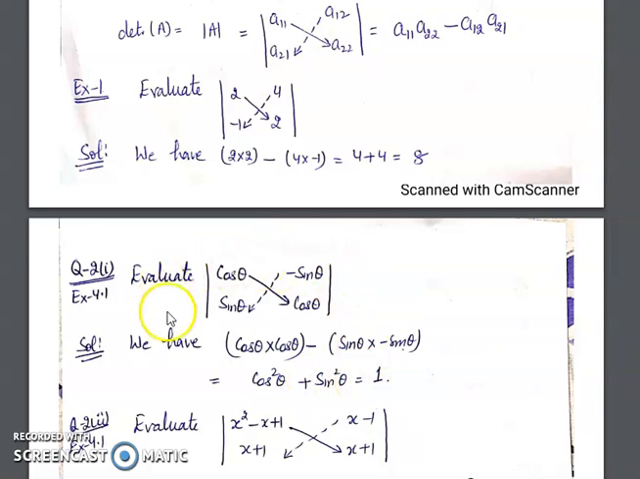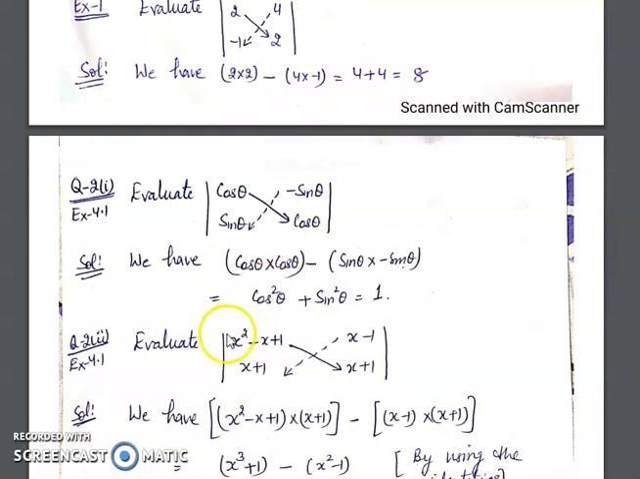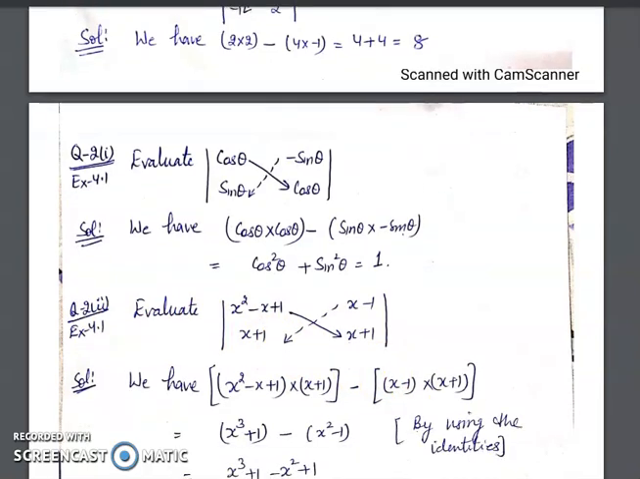So this is an example of a trigonometric function, and the earlier one is an example of algebraic. Now come to one more with x square. Question number 2, second part of Exercise 4.1. Evaluate this determinant. Now we solve this.